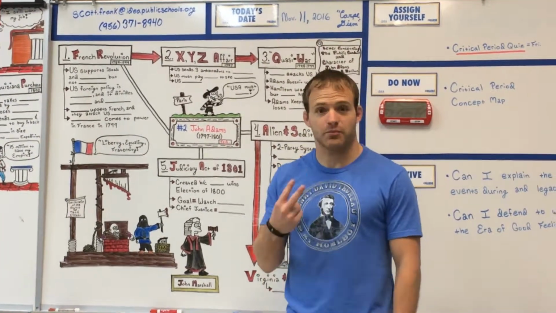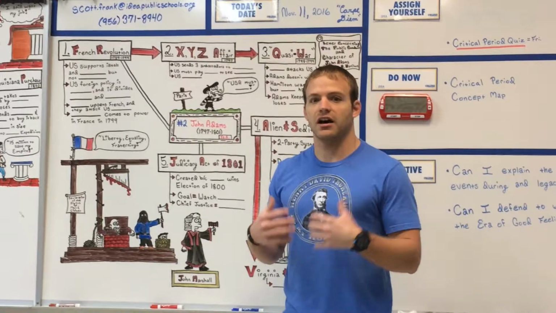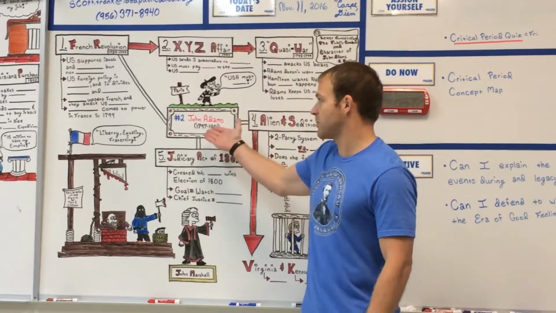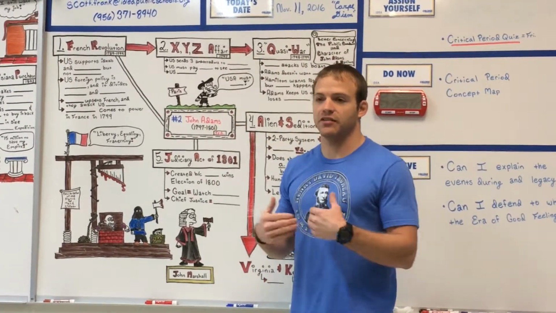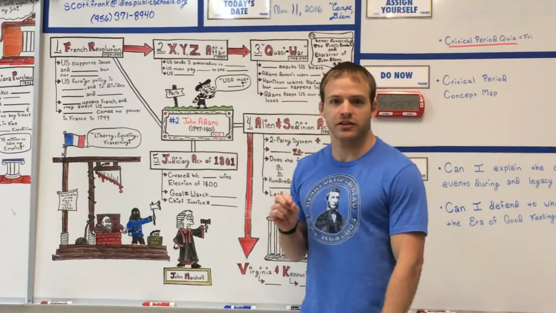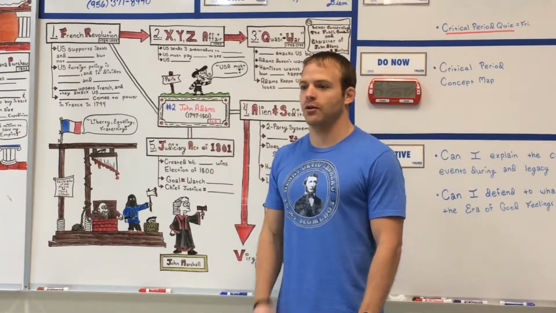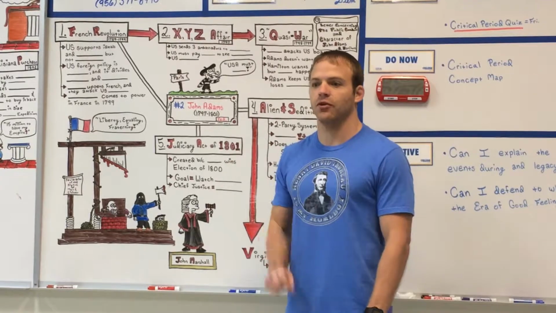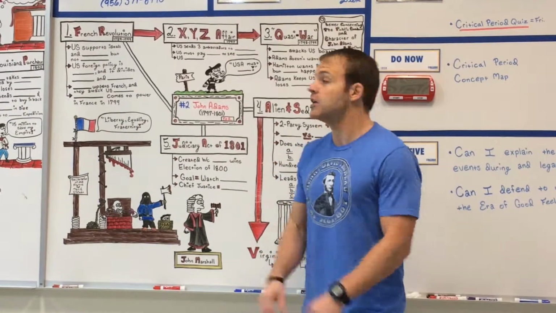Today we're going to go over the second president of the United States, John Adams. He served his presidency from 1797 to 1801. And virtually, the SparkNotes edition of this, everything you need to know about John Adams has in some way, shape, or form to do with the French Revolution. All right, so let's get started.